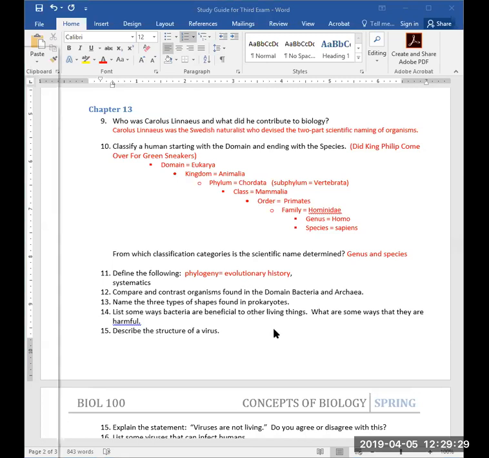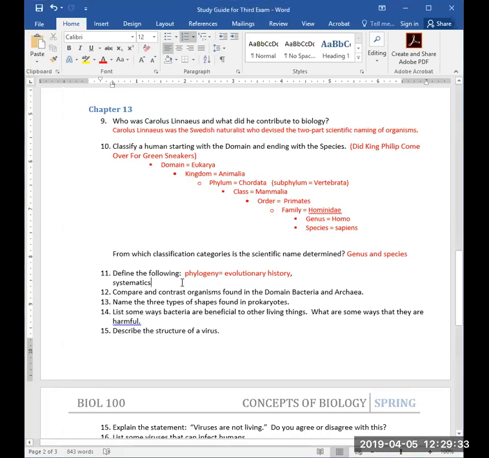So systematics then is a branch of biology that deals with classification of living things. And through this classification, we can attempt to reconstruct phylogeny by looking at classification. So they kind of go hand in hand.